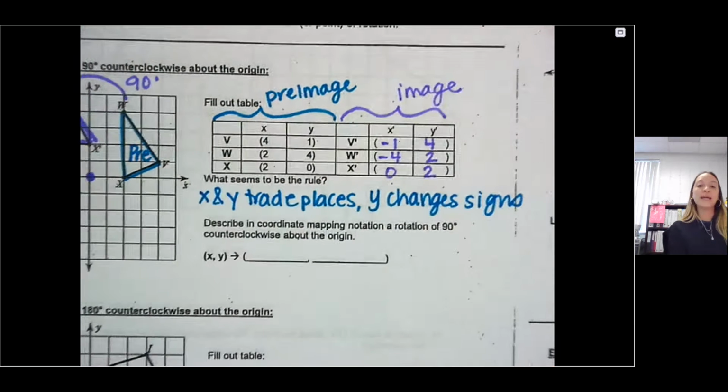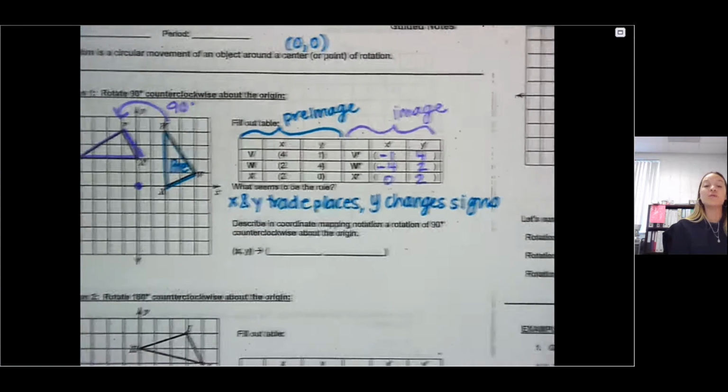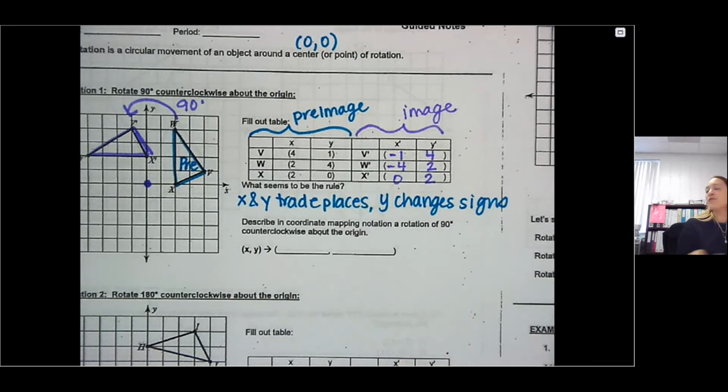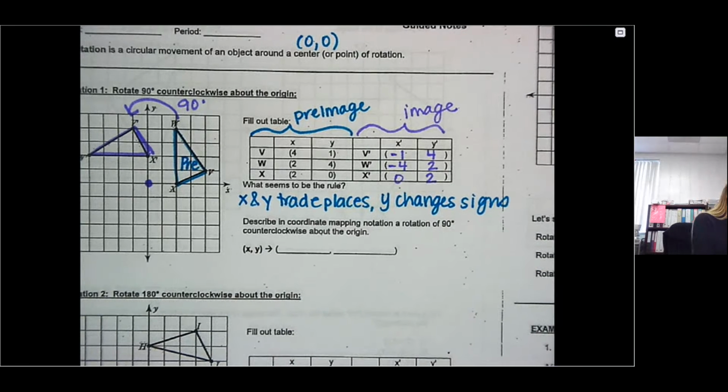So if I were to write it as a mapping notation, as a rule, I would write it as XY becomes what? Perfect. -YX.